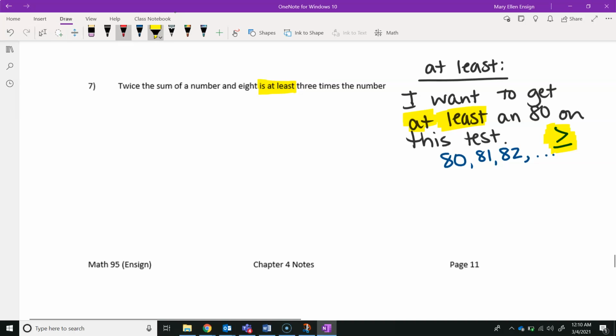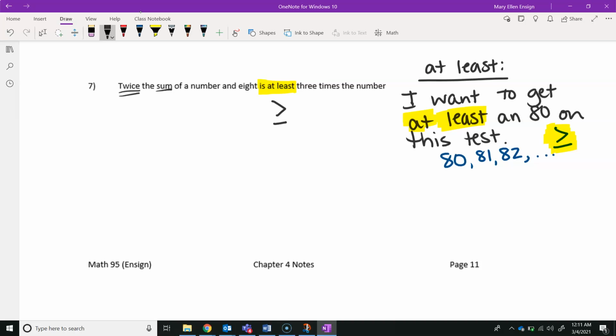Okay, so now that we've gotten that set, this is at least as much as this. It's either greater than or equal to. So twice the sum. Remember how we did this? So twice the sum.